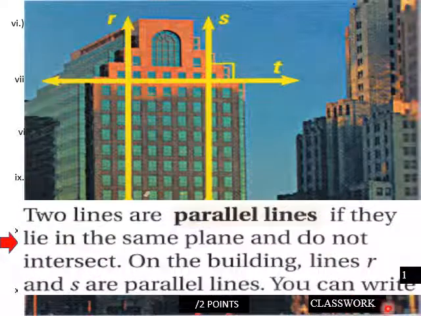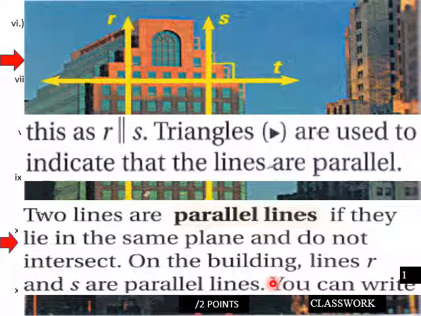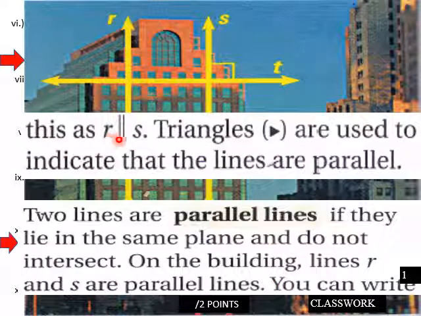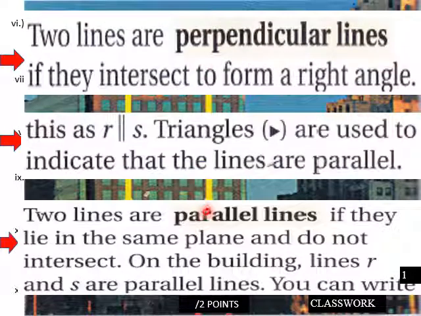Okay, first page, we're in our classwork. Two lines are parallel if they lie in the same plane and do not intersect. On the building, lines R and S are parallel. You can write this as R is parallel to S. This is a symbol for parallelism. Triangles are used to indicate that the lines are parallel.